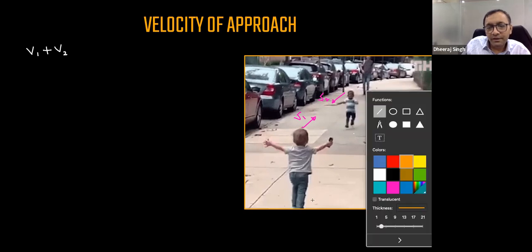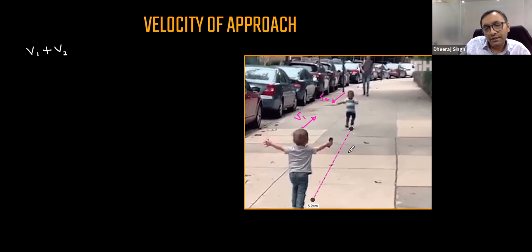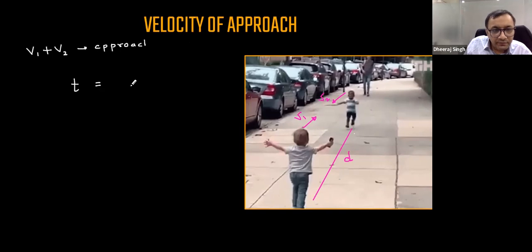And suppose a distance between these two is D. So can you tell me how much time it takes for them to meet? Anyone? With this velocity, they are approaching. This is approach velocity. So time taken is D divided by V1 plus V2. As simple as that.